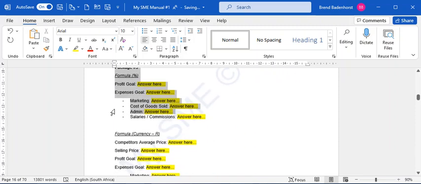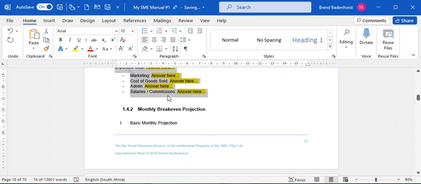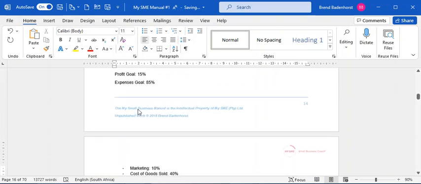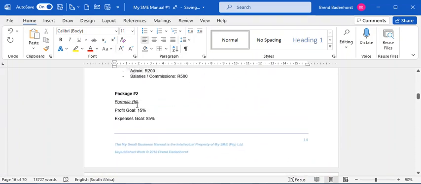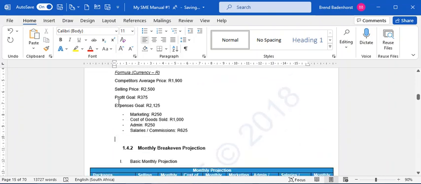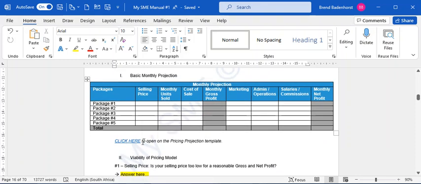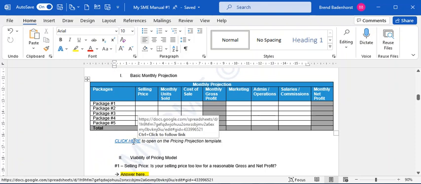What you now want to do is you want to understand your break-even projection. I'm just deleting the other packages for clarity purposes. So I want to take this formula of package 1 and 2, and I want to do a calculation and see whether it's a profitable model, where's my issues going to be, and where is my break-even point. I've created a very custom formula or model on Google Sheets. I've got the link for you here on the My SME manual.